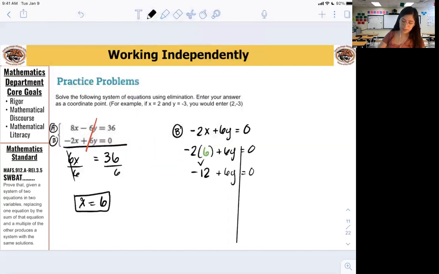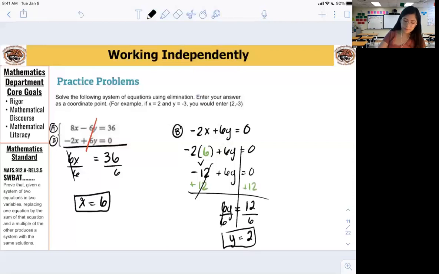What should I do to both sides? We have to add 12. 0 plus 12 is simply 12. And finally, we just divide both sides by 6, giving me y equals 2. So the solution is 6, comma, 2. This one was actually pretty easy because we did not have to do that first step. Does anybody have any questions on it?